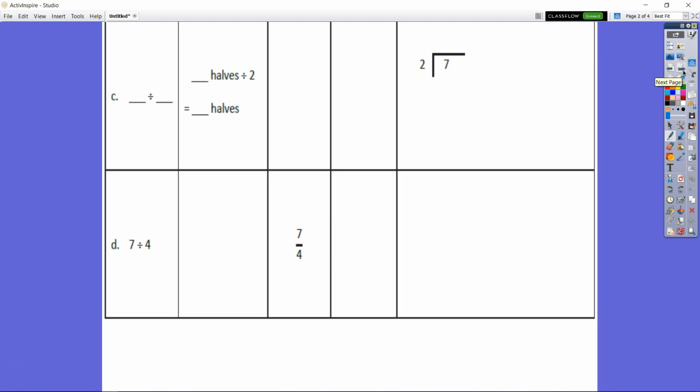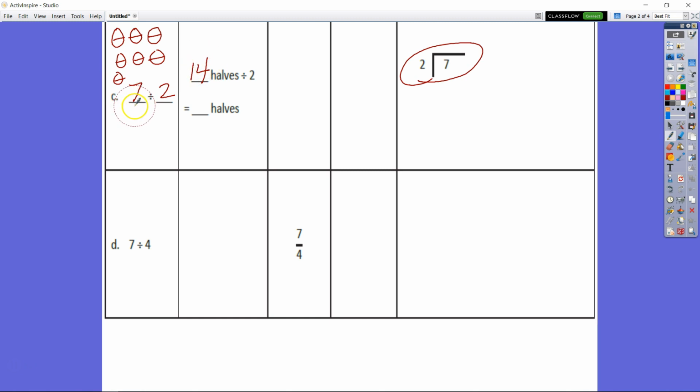So in C, they give us the division and standard algorithm. So I don't have to do anything other than rewrite this as an expression. I know it's 7 divided by 2. I know that if I had 7 wholes, let's just draw 7 quick circles here, and I divided each one in half, I would have 1, 2, 3, 4, 5, 6, 7, 8, 9, 10, 11, 12, 13, 14 halves.